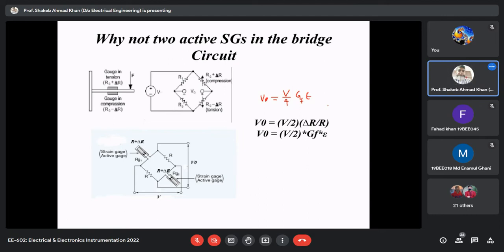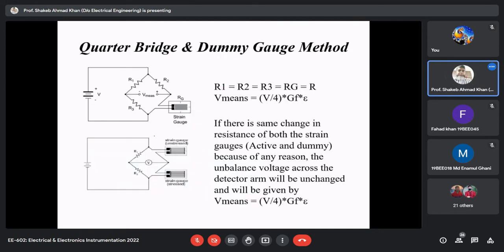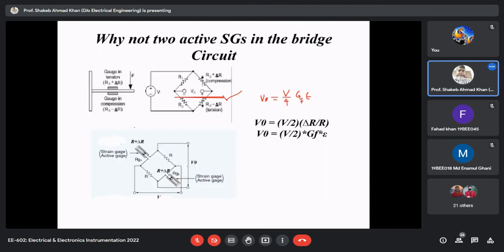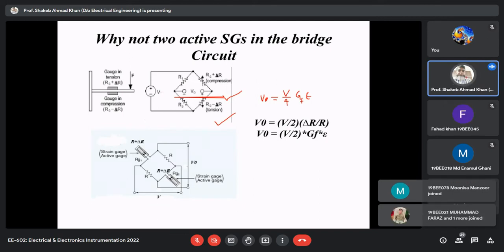Now, is there any advantage? I am asking all of you, is there any advantage to going for this configuration? If you compare this circuit, the dummy gauge method, with the half bridge method, both of them have temperature compensation. So is there any advantage we are getting out here?